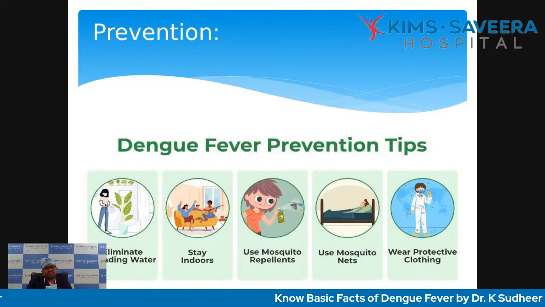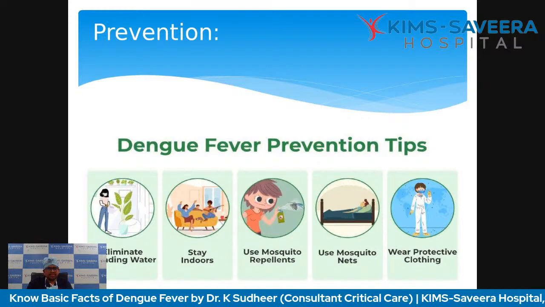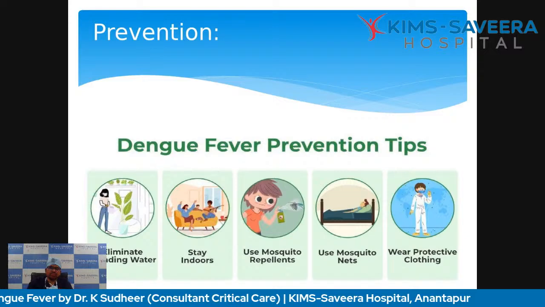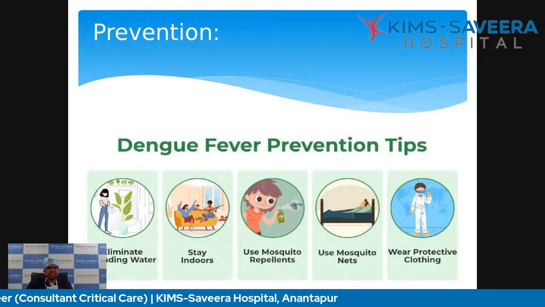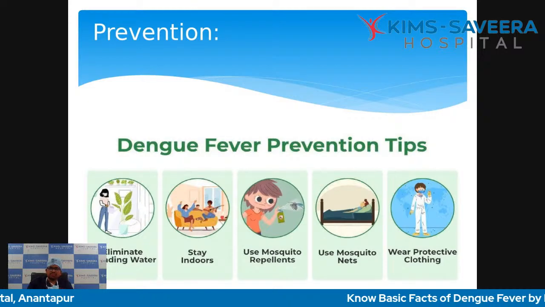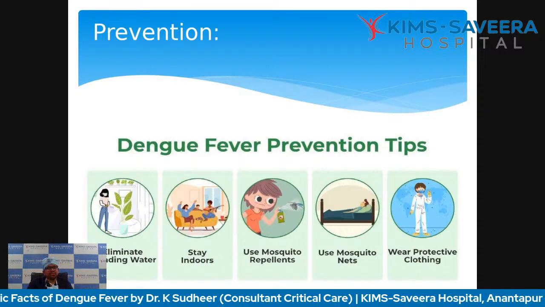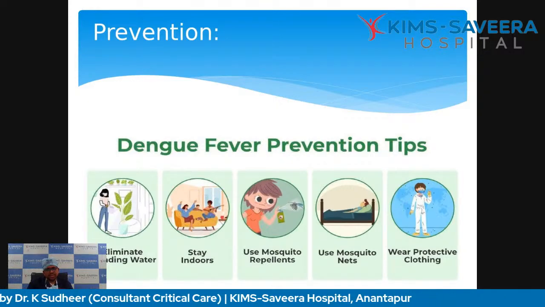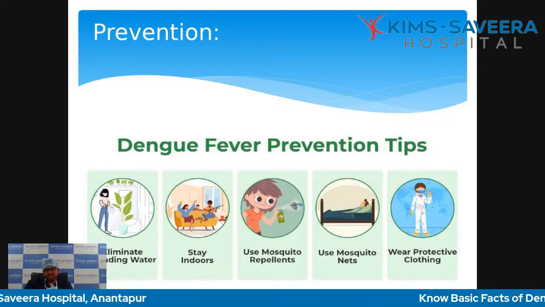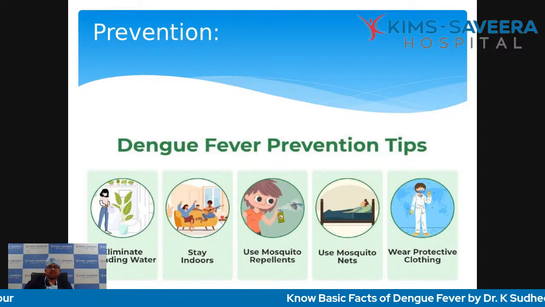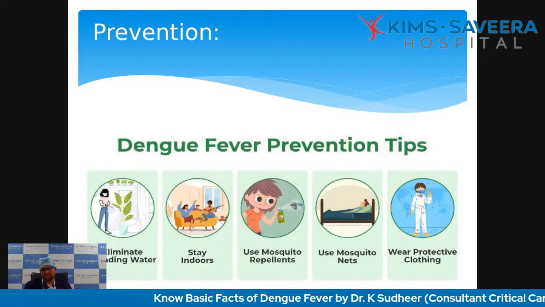With any disease, prevention is much better than cure, which we always know. How can we prevent it? The elimination of water breeding points is most important, which we commonly see in plant pots and everywhere. Staying indoors or outdoors, we get more mosquito bites when we come indoors, so use mosquito repellents or creams that are commercially available, use mosquito nets to prevent biting, and wear protective clothes when we go outdoors or during night time. A simple mosquito bite prevention can protect us from the dangerous effects of dengue fever.